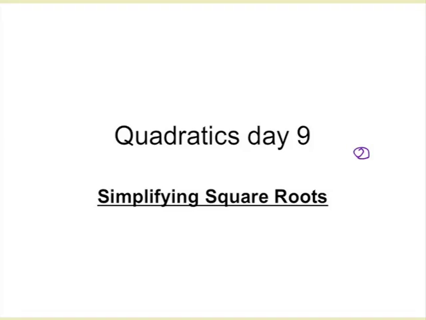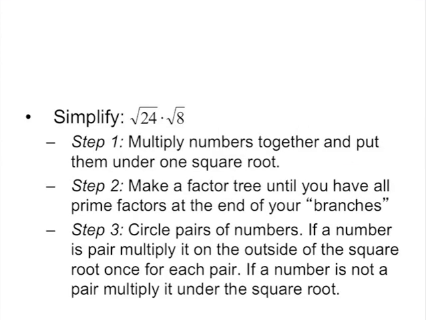Today, the quadratic skill that we're going to talk about is simplifying square roots. This is something that you have likely done before, but we're going to practice it again because it usually needs some extra practice. So in simplifying square roots, if we have two separate square roots multiplied together, what we're going to do is start by multiplying the numbers together and putting it all underneath one square root.